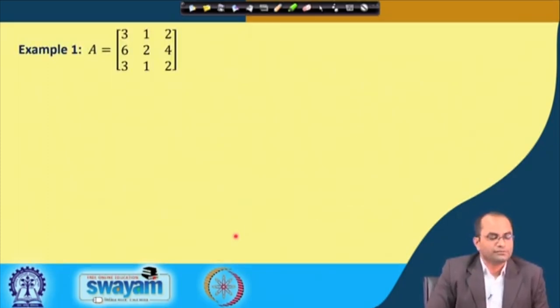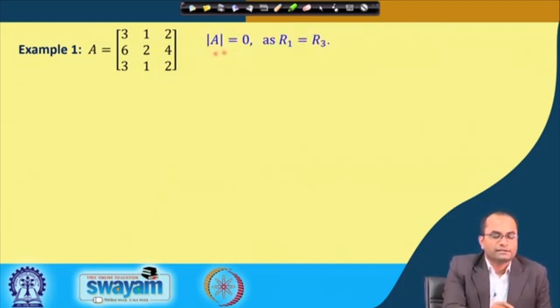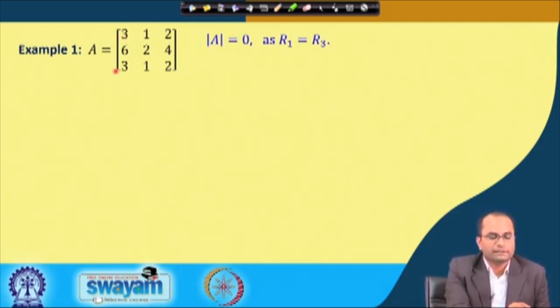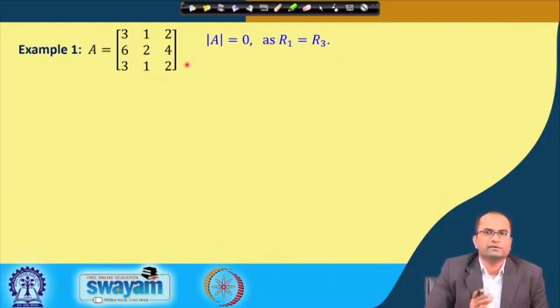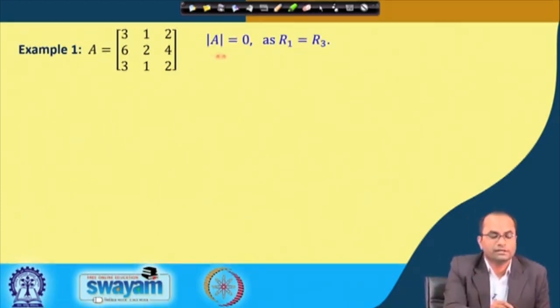Here, we will take a simple example A, with rows 3, 1, 2 and 6, 2, 4 and 3, 1, 2. In this example, we can observe that the determinant of A is 0, which is clearly visible because here we have 3, 1, 2 and this last row is also 3, 1, 2. So, the determinant of A is 0. That means the rank cannot be 3, because for the rank to be 3 the 3 by 3 determinant should be non-zero. So, now the rank will be less than 3.